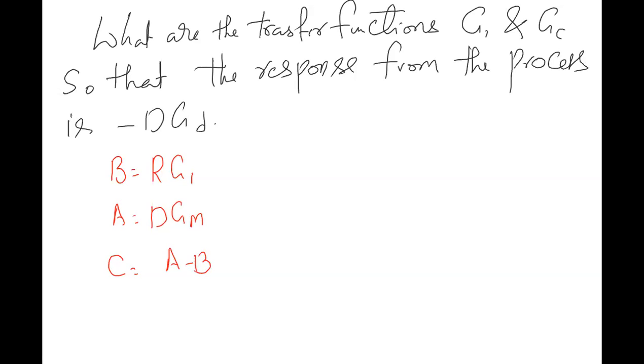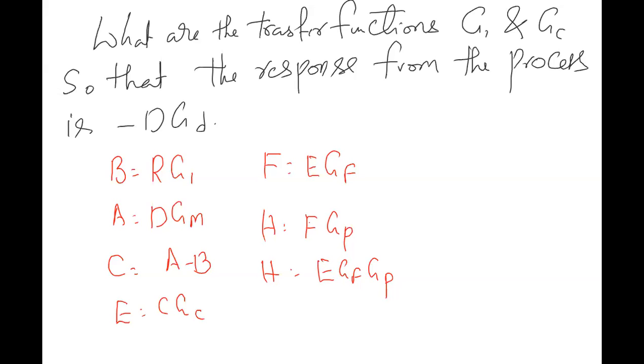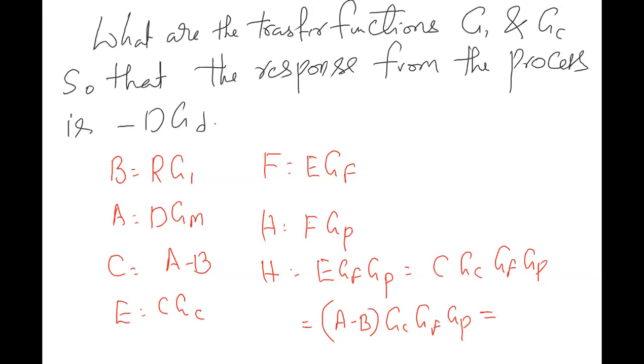What are the rest of the values? E is equal to C into Gc. F is equal to E into Gf. H is equal to F into Gp. Now let's put all the values. H is equal to F into Gp. What is F? E into Gf Gp. What is E? C into Gc Gf Gp. What is C? A minus B into Gc Gf Gp. What is A minus B? What is A? D into Gm. What is B? R into G1.